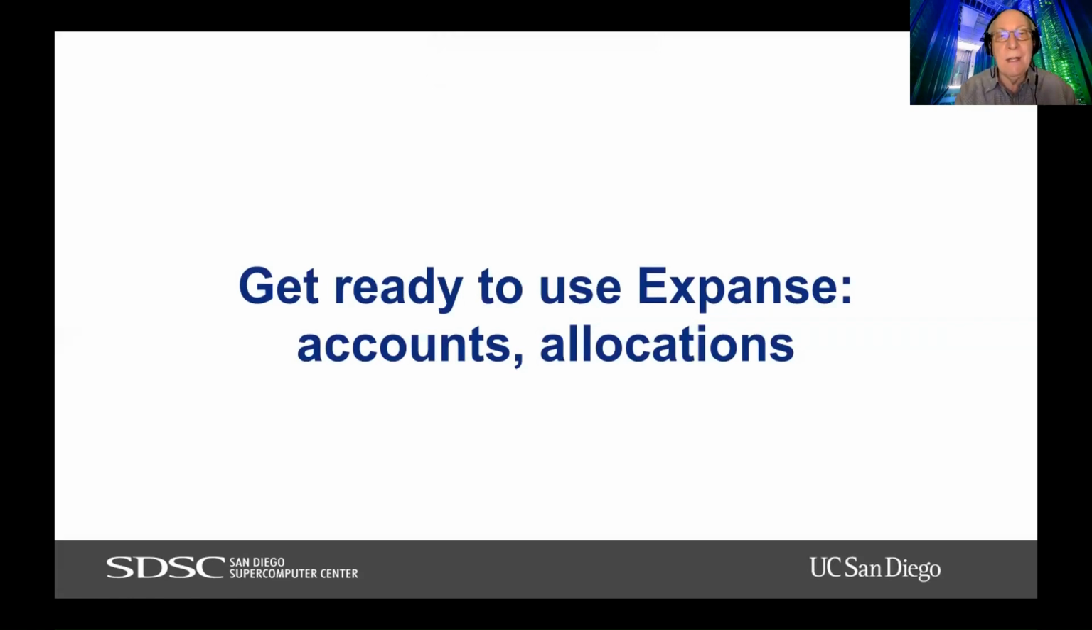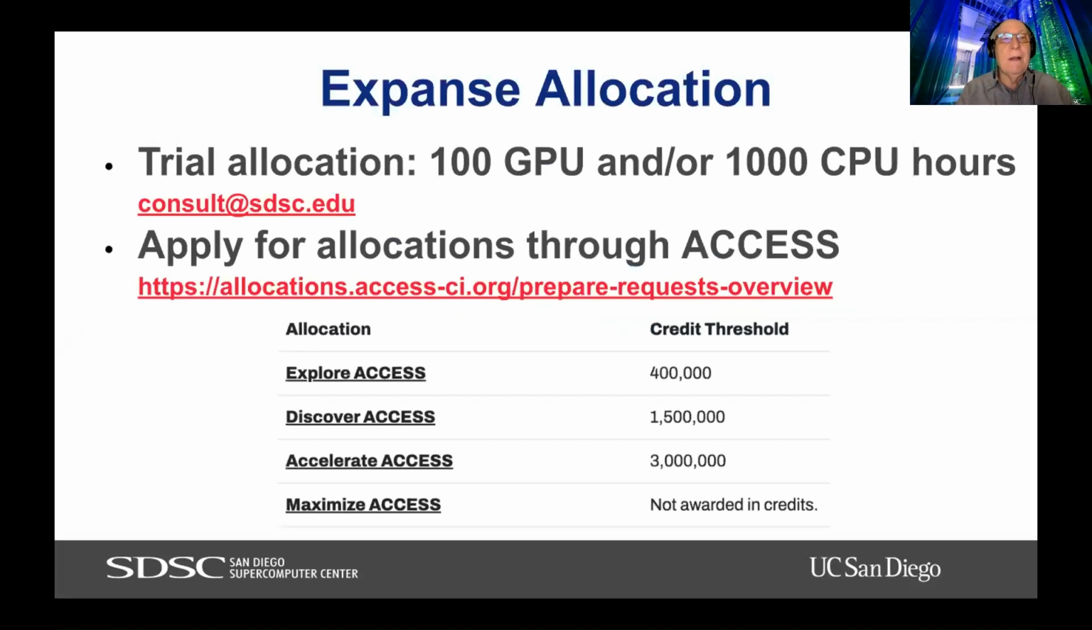Okay, so now the final step is, if you don't have access to Expanse yet, how do you get allocations and accounts? If you just want to start out and try something out, you can ask for a trial account, and there you will get 100 GPU hours and/or 1,000 CPU hours. To do that, send an email to consult@sdsc.edu.